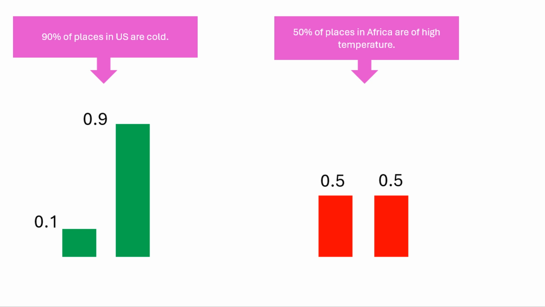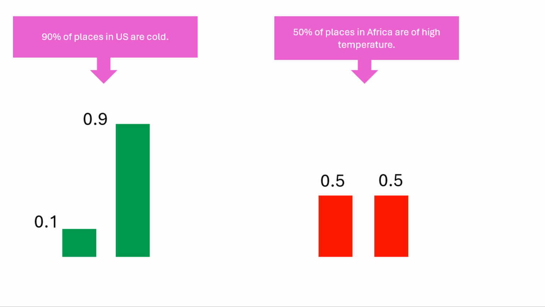Whereas in Africa, 50% of places are of high temperature and the remaining 50% of the places are of low temperature. That is in terms of probability. The probability of any place to be of high temperature in Africa is 0.5, whereas the probability of any place to be of low temperature in Africa is also 0.5.